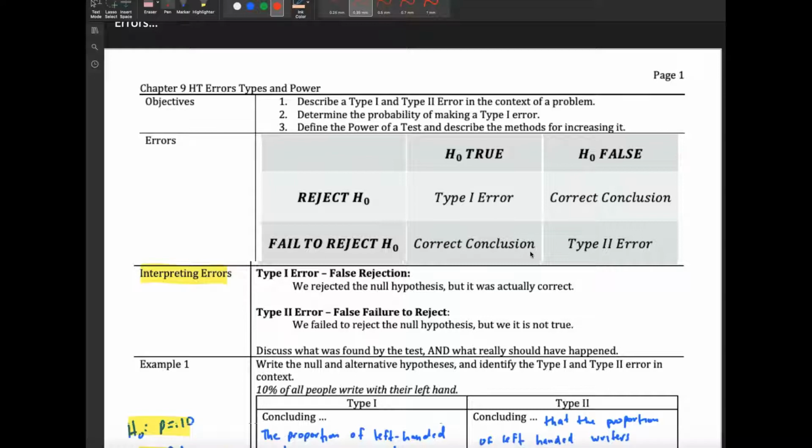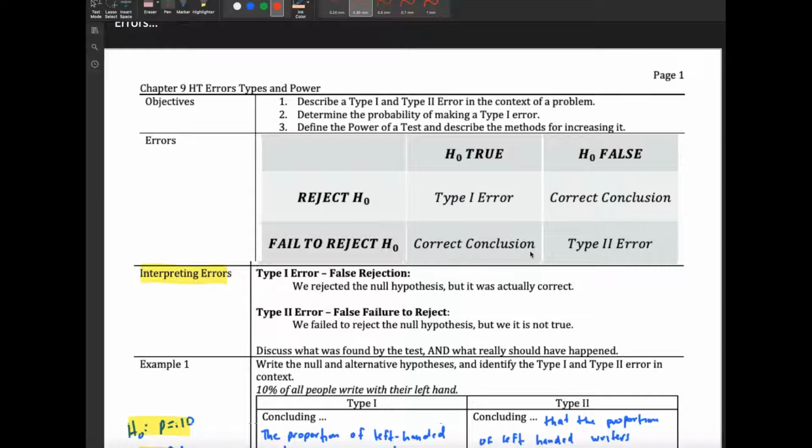And we say we reject the null hypothesis. That would be called a type 1 error, when the null hypothesis is true, but we reject it. Now, it's possible for the null hypothesis to be false, whatever the null hypothesis is, and we reject it. That would be a correct conclusion. We reject it when it's actually false.